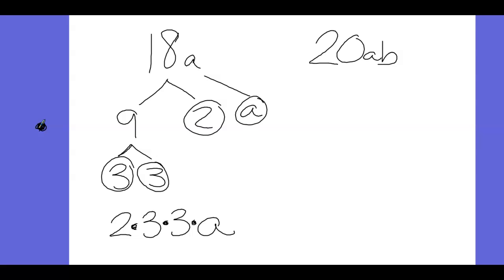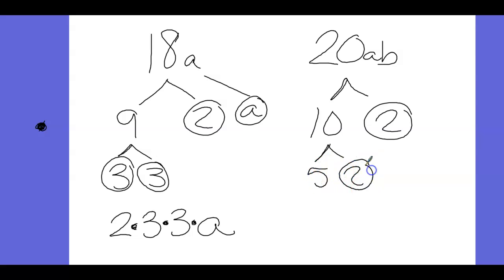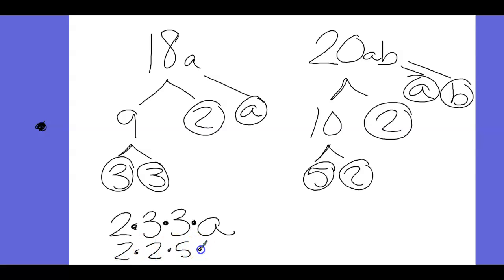Okay. How do you break down 20? 10 and 2, 2's prime. And then you can go 5 and 2. Is that all I have though? No, and then you have the A and B. I have an A and I also have a B. Okay? So it's 2 times 2 times 5 times A times B. Everybody okay with that? Would it change it if you put B and then A? No, but I just like to write it in alphabetical order.